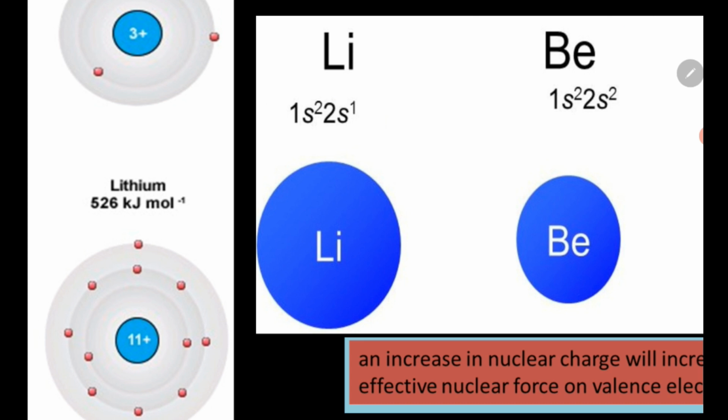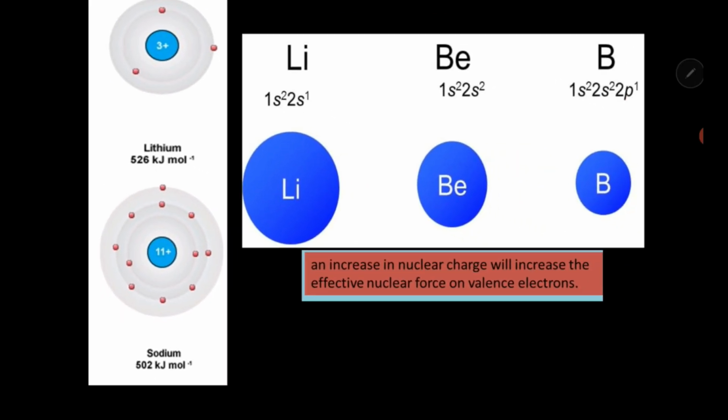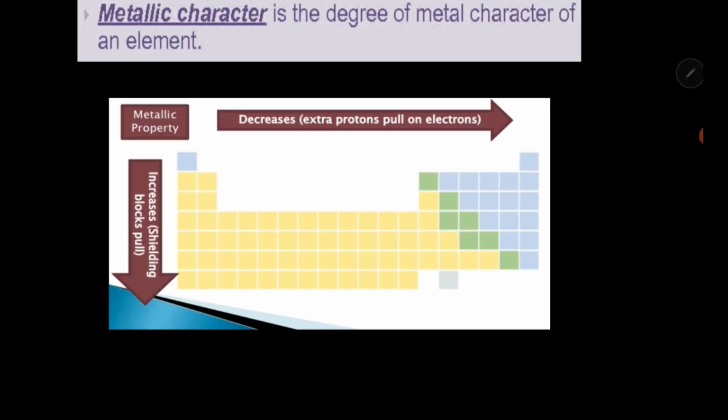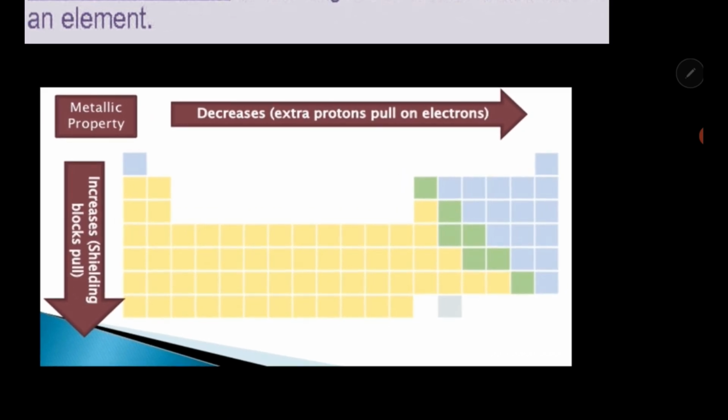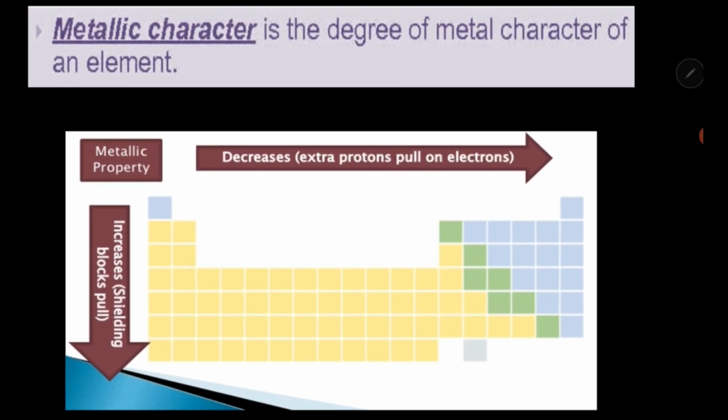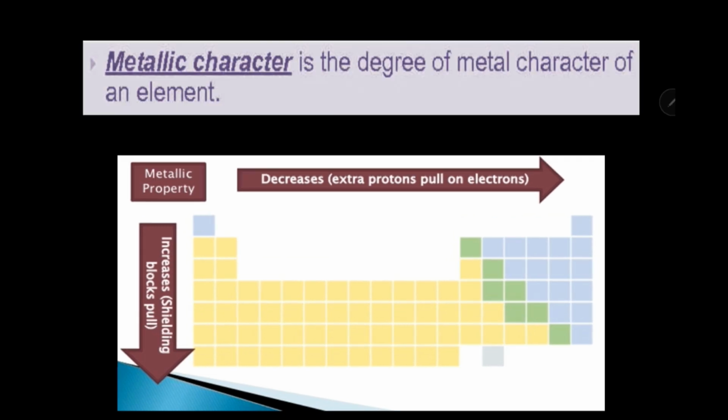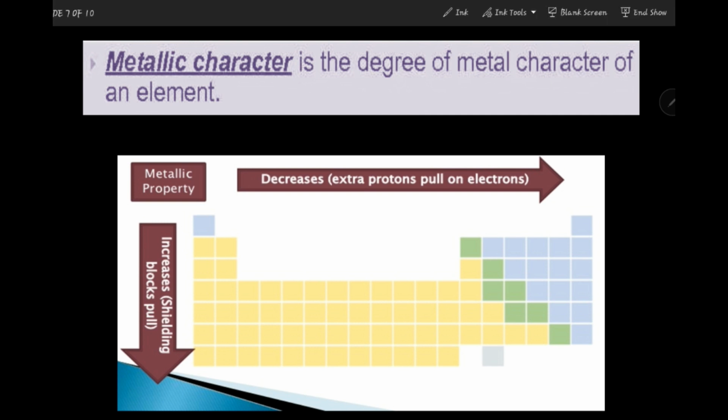Okay, let's move on to the next. The next trend is metallic and non-metallic character. Now what is metallic character? It is nothing but the degree of metal character that is present in an element. As we move from left to right of the periodic table, it decreases. The metallic character decreases across the period, because most of the metals are concentrated on the left side of the periodic table.